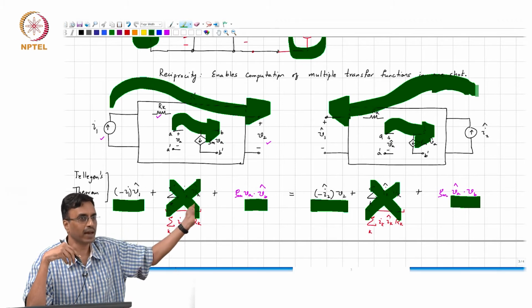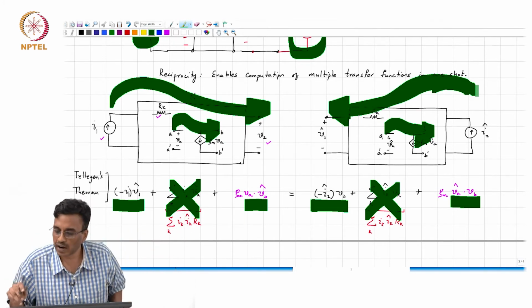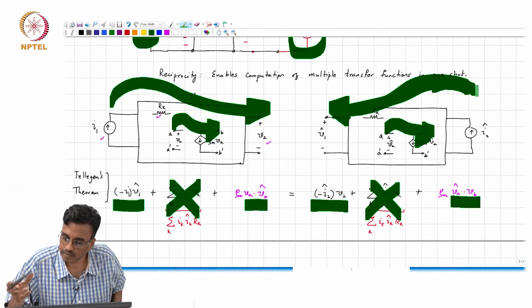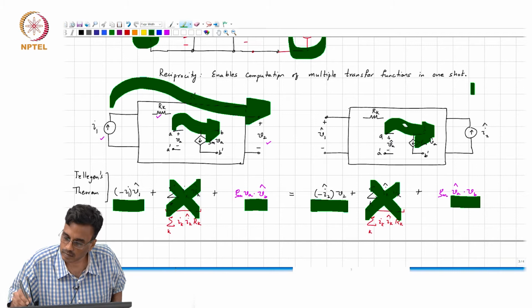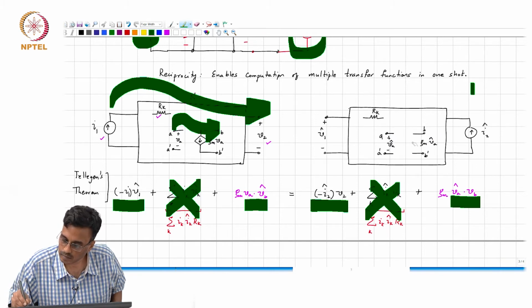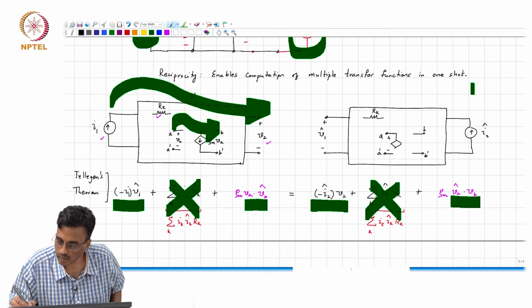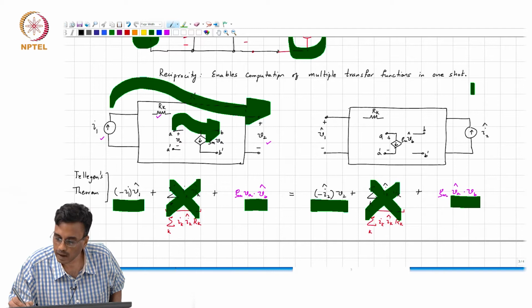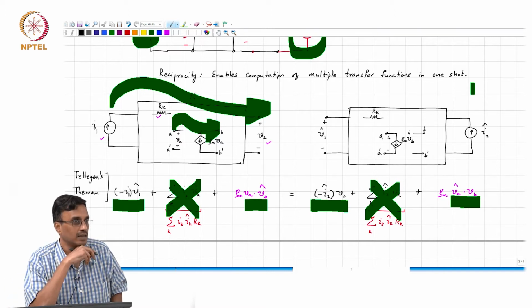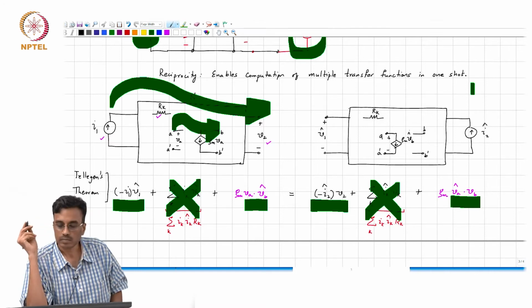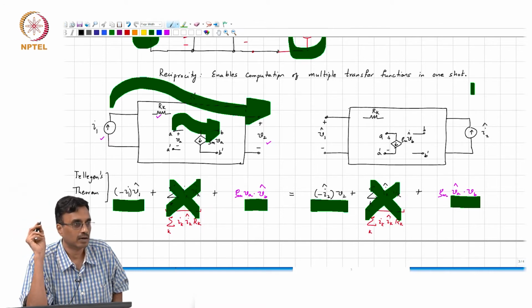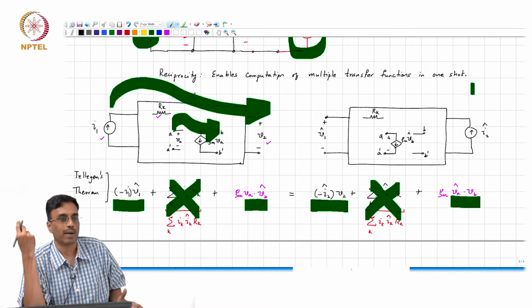So let me see if I flip the orientation of the control source in this direction. So, this is Gm times Vb hat, alright. And see what happens.